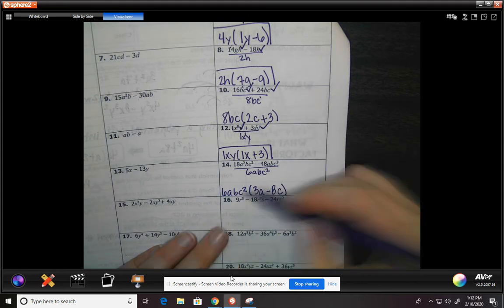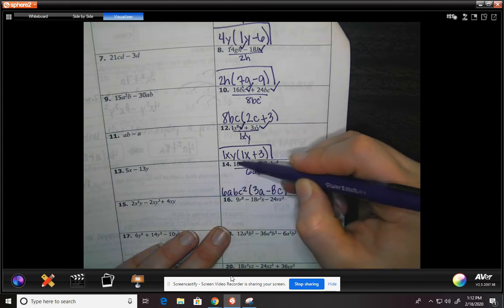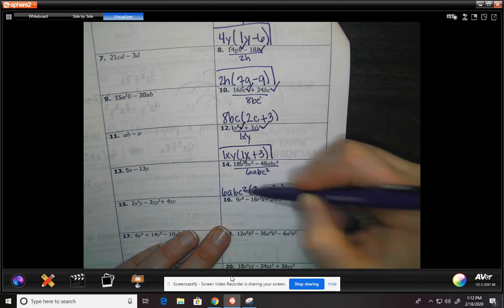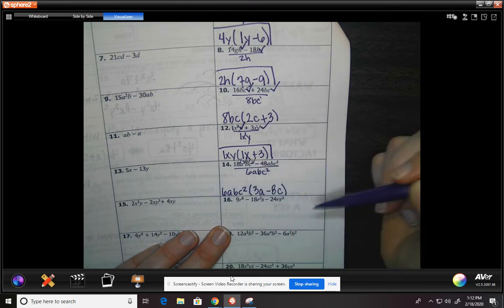Okay, I'm going to distribute and check my answer. 6 times 3 is 18. 1 plus 1 gives me 2. And I just keep the B and the C squared because there's none here. So I got all those pieces.